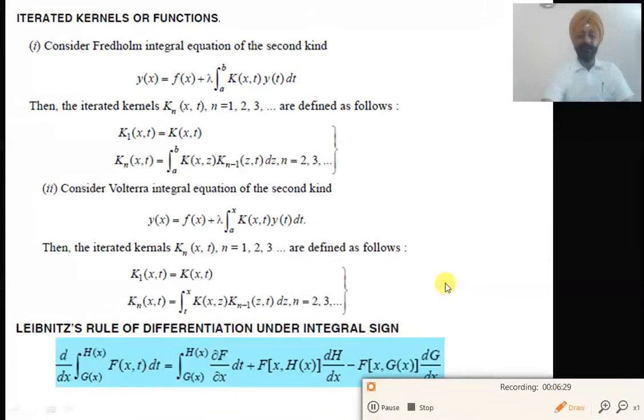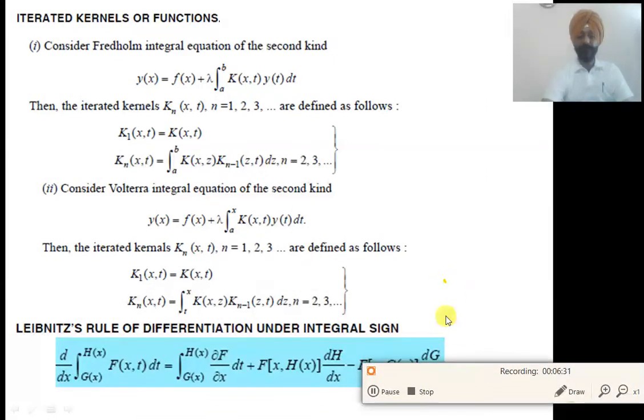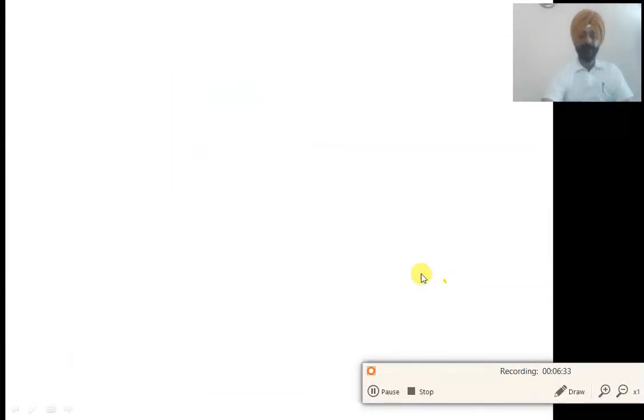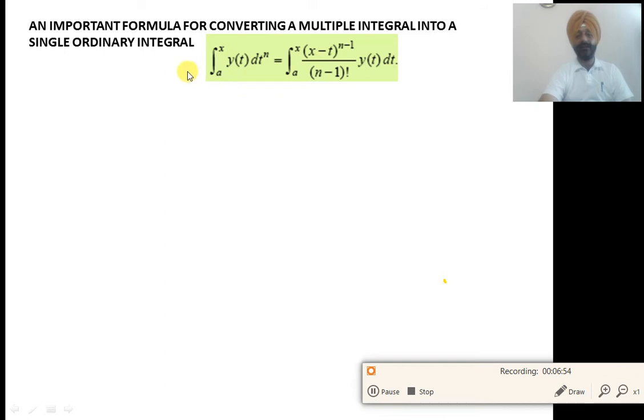The next one is an important formula for converting a multiple integral into a single ordinary integral. This formula is very useful while we simplify the numerical questions. An important integral formula for converting multiple integral into a single integral, and the integral is a to x y t dt raised to the power n.